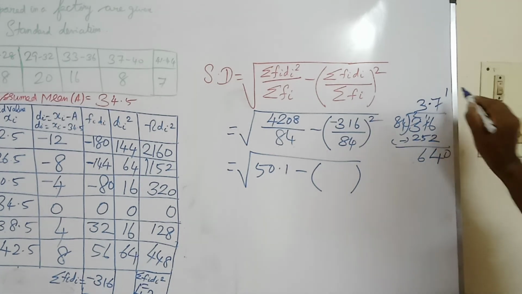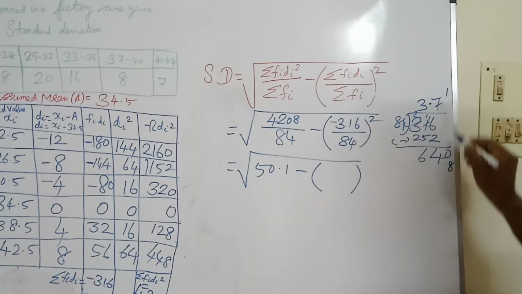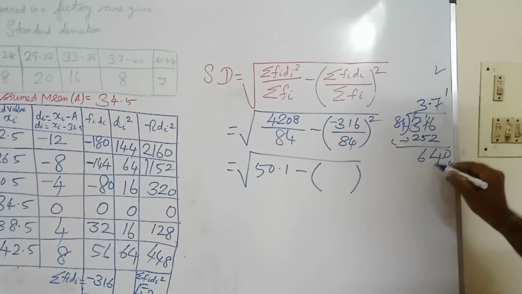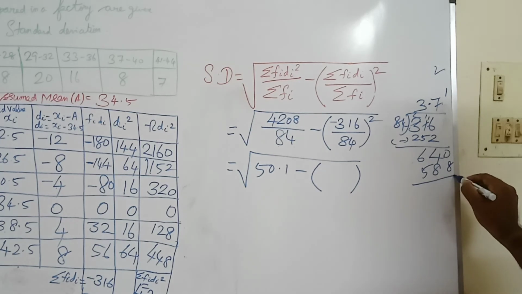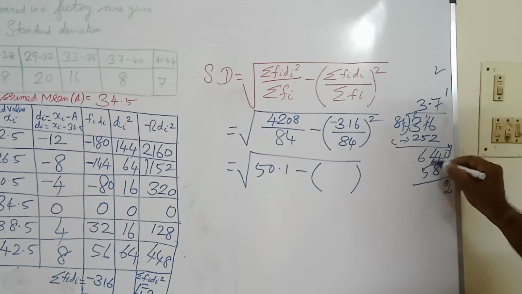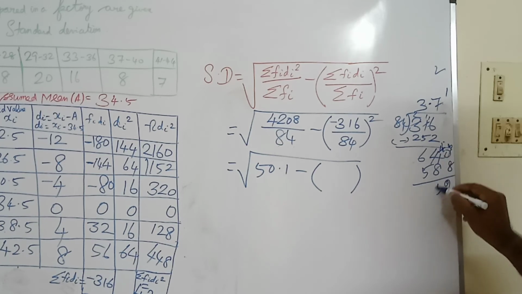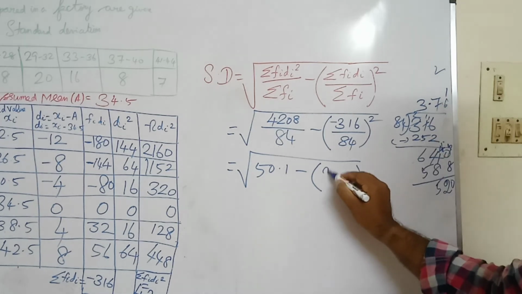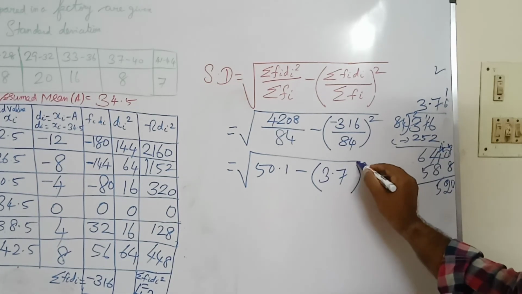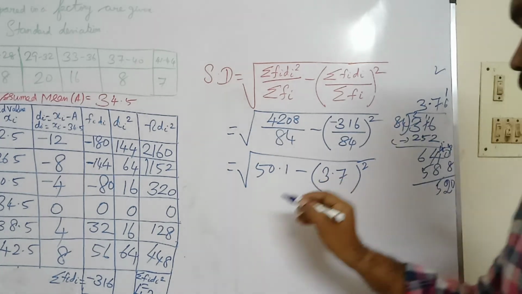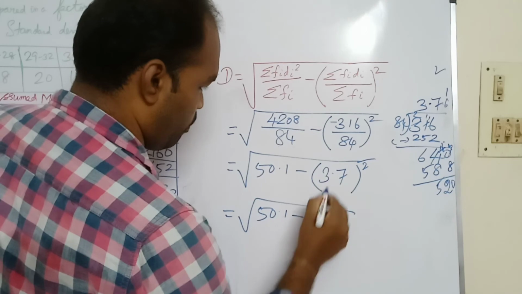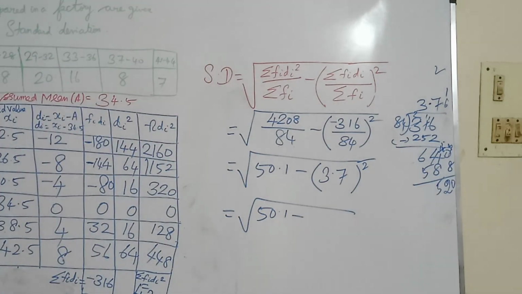Now, what is the value it will be coming? We can try with 7. 7 4s are 28. Balance 2. 8 7s are 56. 56 plus 2, 58. Then 10. 10 minus 2, 8. 14, 13. So 5. 0. So likewise next 6. So 3.7 alone is enough. 3.7 whole square. Then next, 50.1 minus 3.7 whole square.